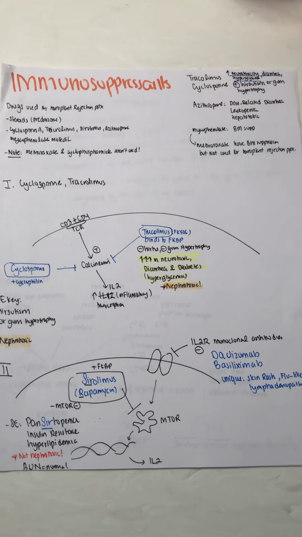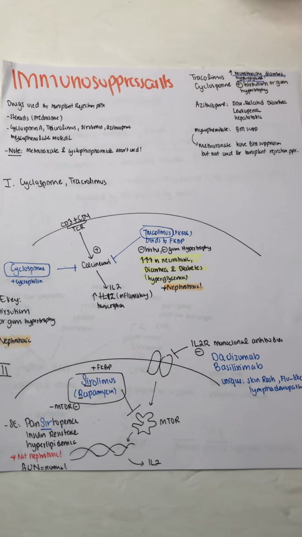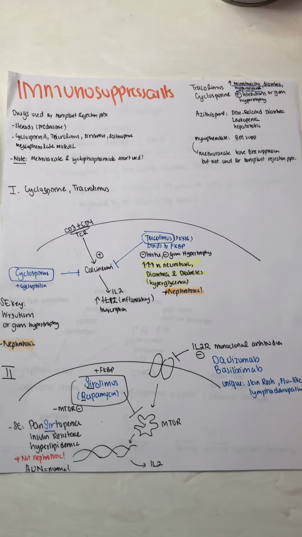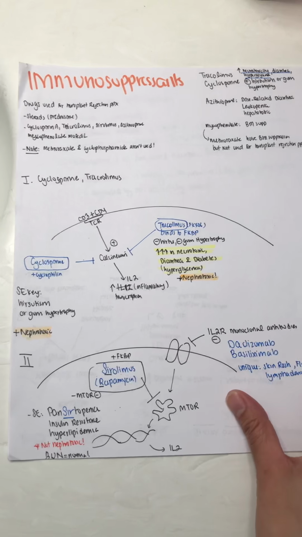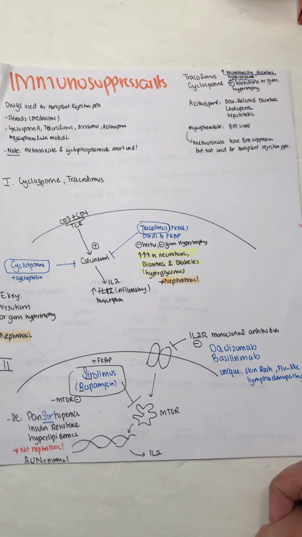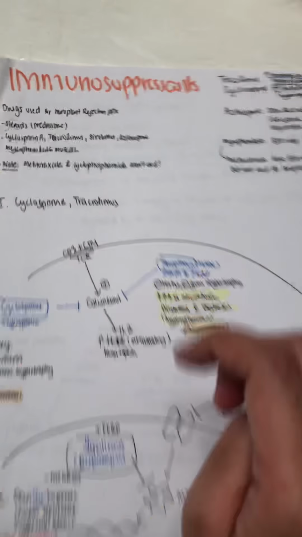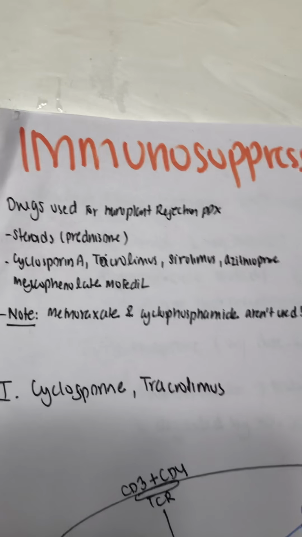Hello, today I'm gonna talk about immunosuppressants, mainly the name, then the mechanism of action, and then the side effects you have to know. These are the drugs that are used for transplant rejection.